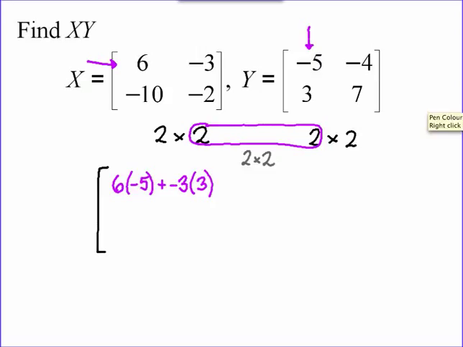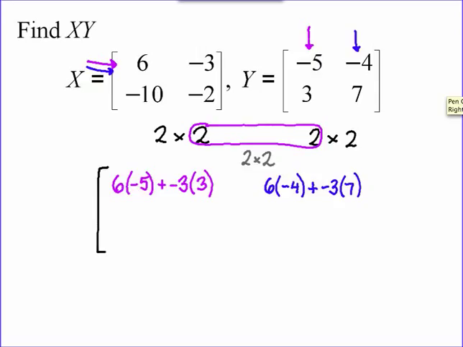So now look at the location where it's at. It's in row 1, column 1. Now what I'm going to do is the same thing. I'm going to do row 1, but column 2. So I'm going to take first times first, in this case 6 times negative 4. I'm going to add that to second times second, which is negative 3 times 7. So there I've got 2 parts.